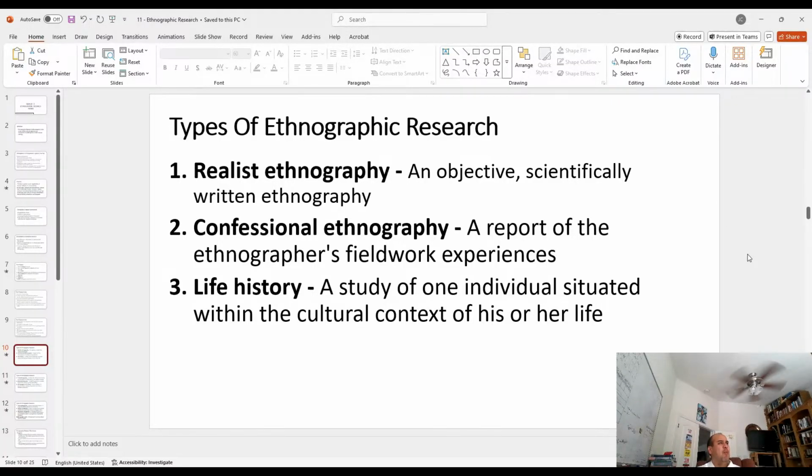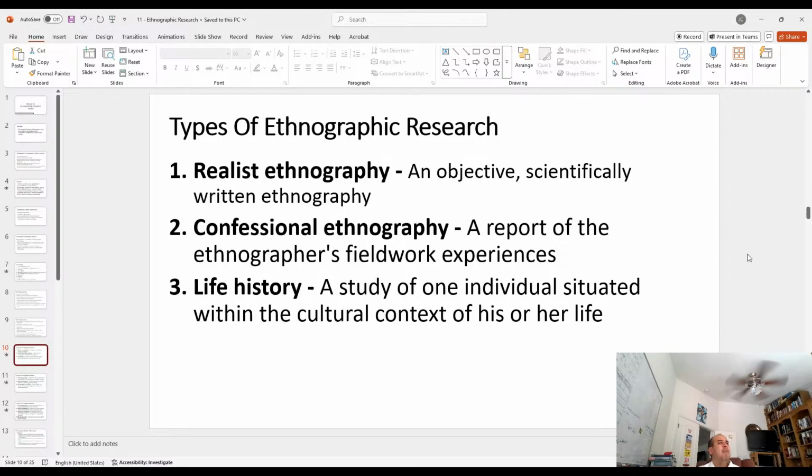Confessional ethnography is a report of the ethnographer's fieldwork experience, right? That's not about the participants. That's about your experience. How was it being in the field? Say, like the gang member study, how was it when you were taking notes and when you were observing? How was that experience with you? Did you feel safe? Did you feel that you were learning? How was your experience?